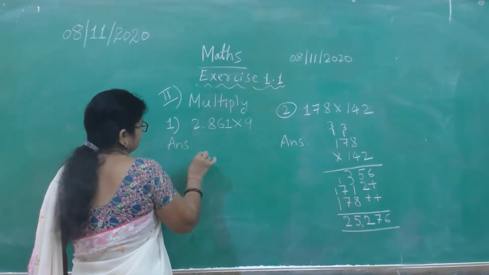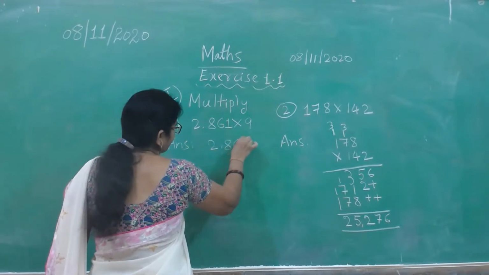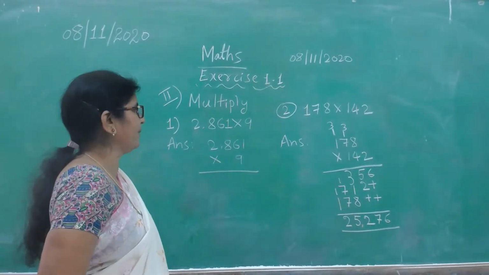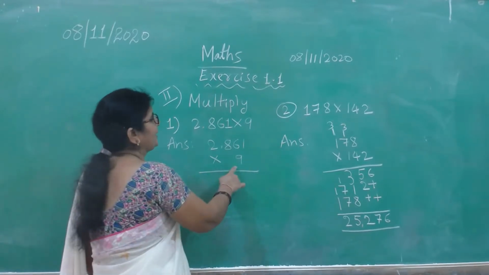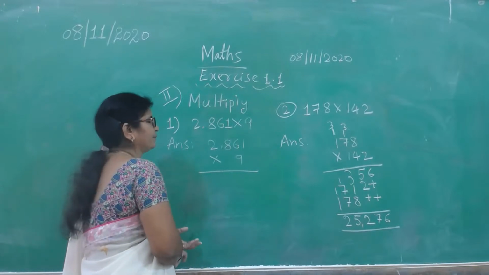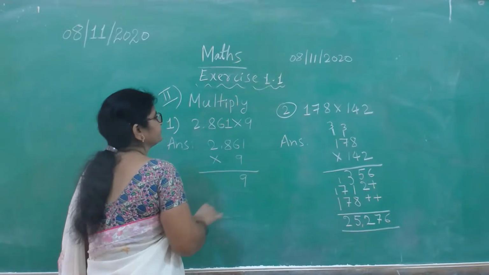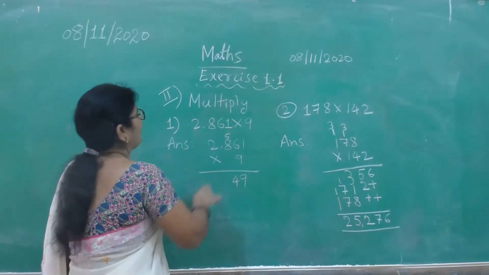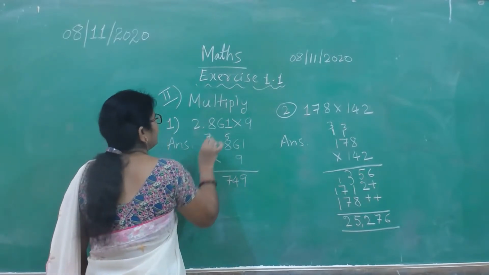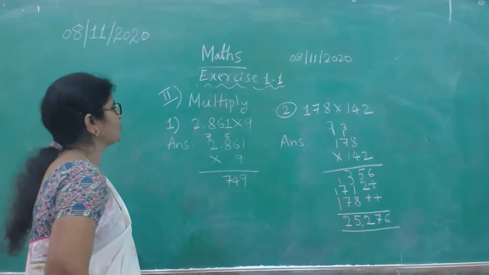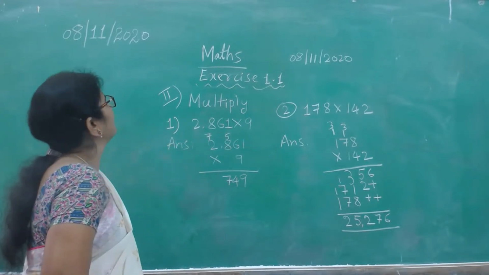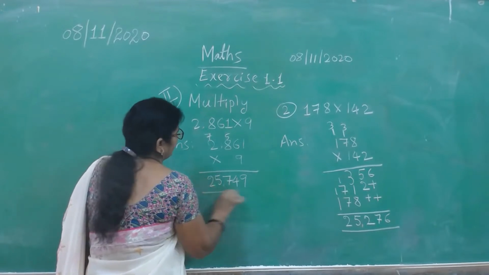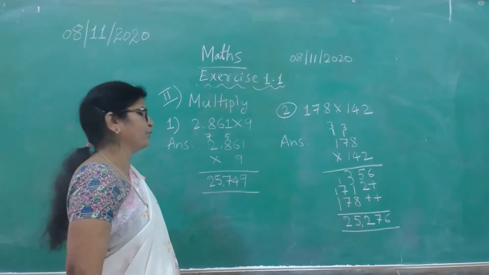Answer. Easily you will find the product if there is a single digit number. If the multiplier is a single digit, it will be easy for you to multiply. 9 ones are 9, 9 6s are 54. 4 here, 5 carry, 9 8s are 72 plus 5, 77. Carry 7, 9 2s are 18. 18 plus 7, 18, 19, 20, 21, 22, 23, 24, 25. 25,749.